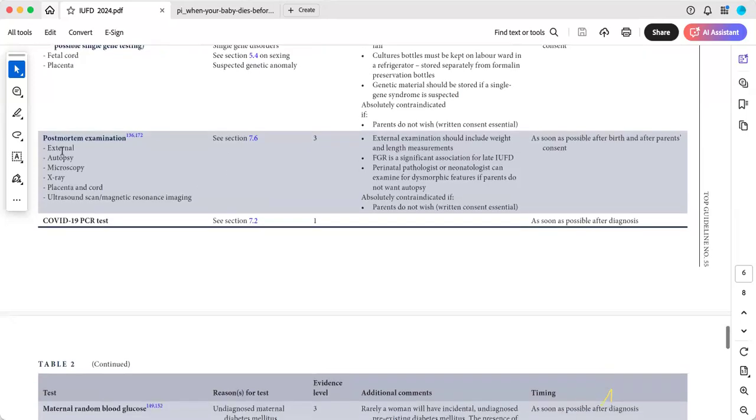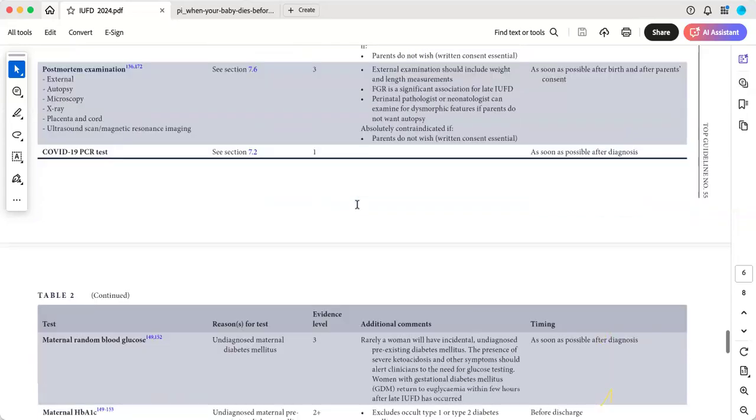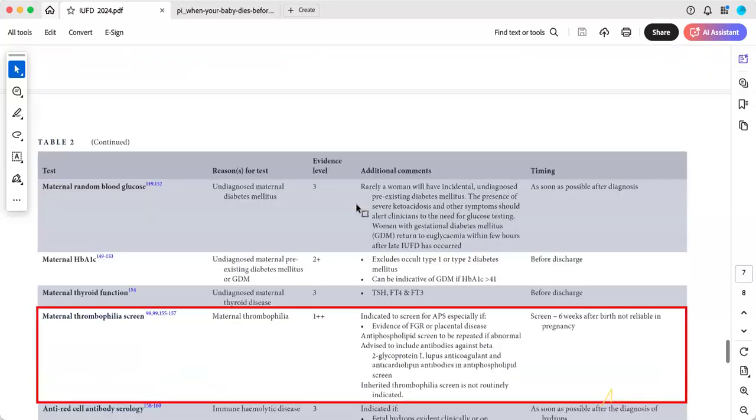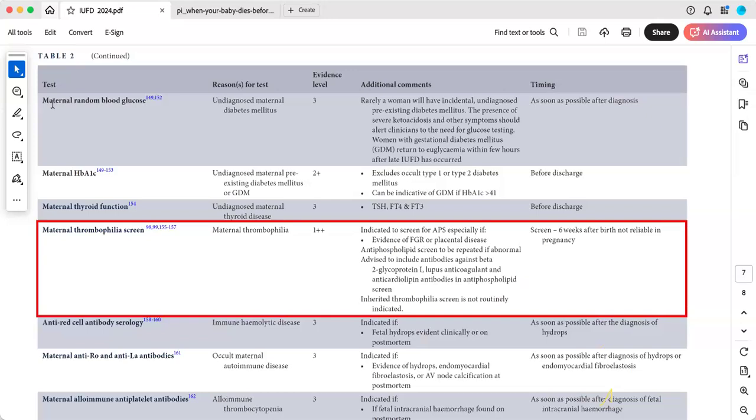Post-mortem examination, either external or autopsy, microscopy, X-ray, placenta and cord, or ultrasound scan, genetic, MRI can be done, okay? And the evidence, of course, is that it can be very helpful, okay? And it can help us to find the cause in 50 to 75% of cases.